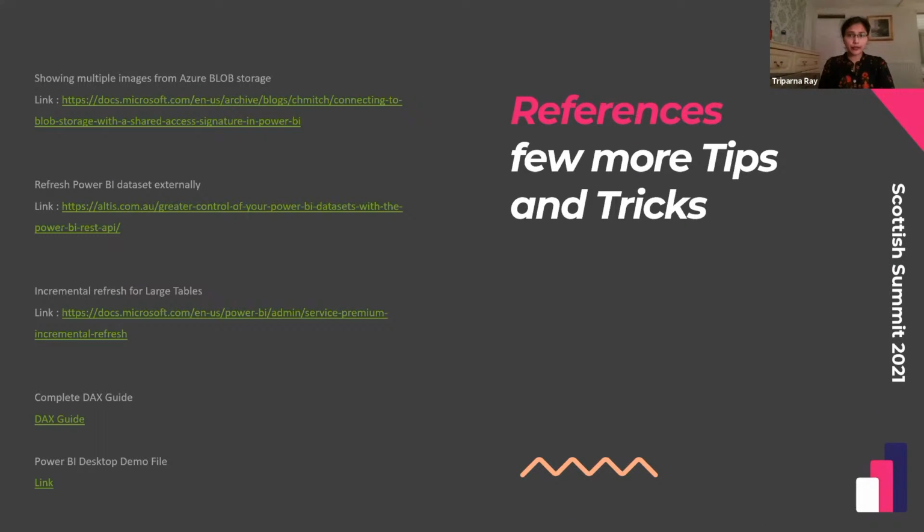Now coming to the further references for tips and tricks, one is the Azure Blob Storage for getting the dynamic map images, flag images, which I mentioned. So this link will give us the step-by-step on how we can do that.